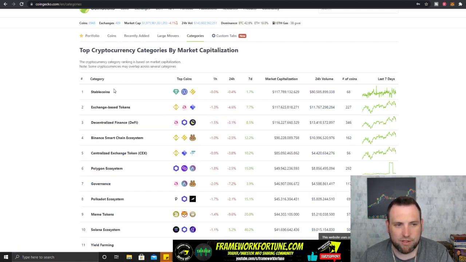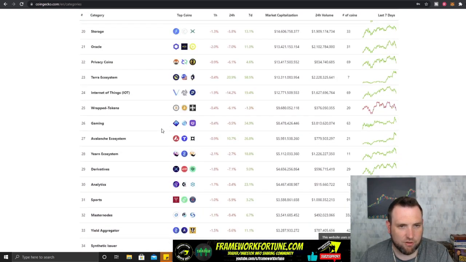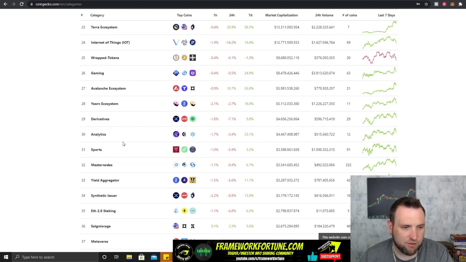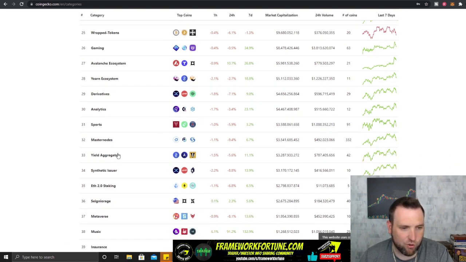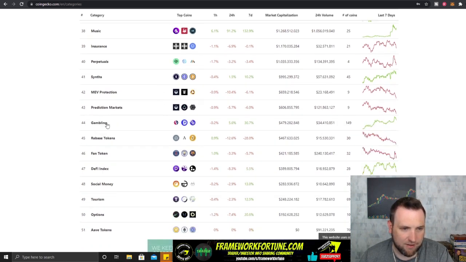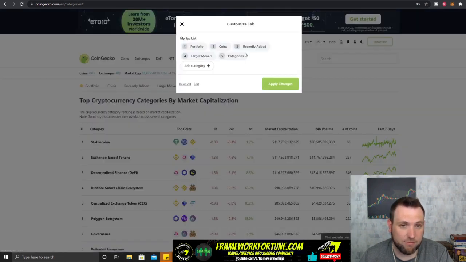You can click on categories here. It's going to give you stable coins, exchange-based tokens, pretty much everything you can think of to do research. So very nice. All the different types of coins like privacy coins, storage, gaming, wrapped tokens, Yearn ecosystem, derivatives, masternodes, pretty much anything you can think of, you'll be able to find it there, even gambling. So again, a lot more information than the little apps. I mean, we're not even through the first bit, but you can add a custom tab too and change it to however you want to.